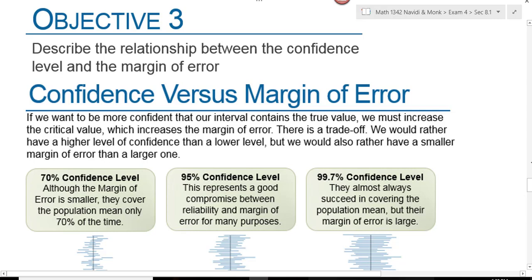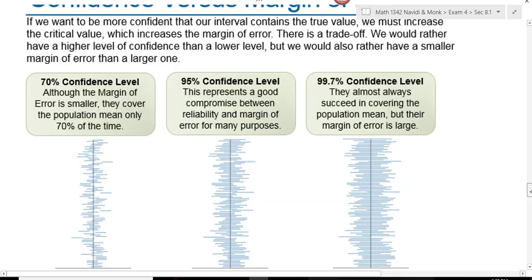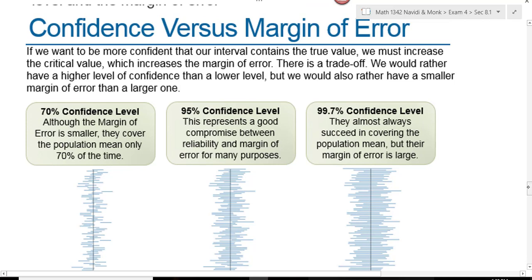Objective 3 is to describe the relationship between the confidence level and the margin of error. Let's talk about confidence versus margins of error. If we want to be more confident that our interval contains a true value, then we have to increase the critical value, which increases the margin of error. There is a trade-off. We would rather have a higher level of confidence than a lower level, but we would also rather have a smaller margin of error than a larger one.